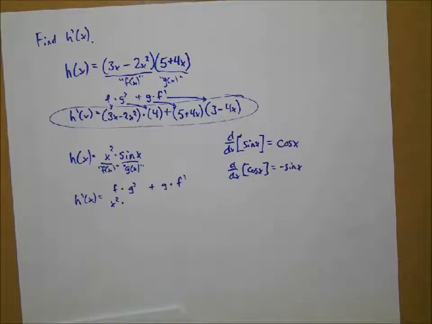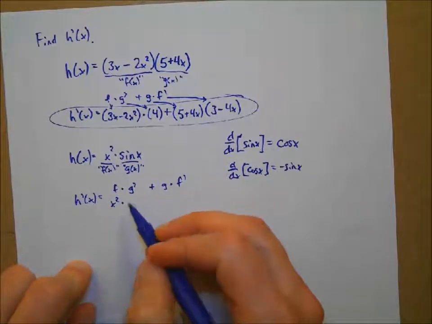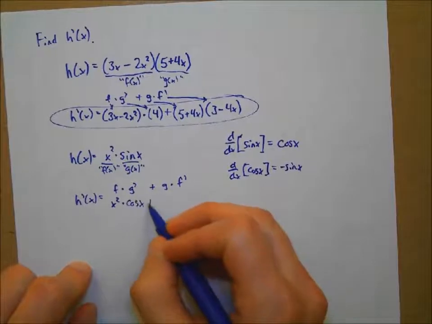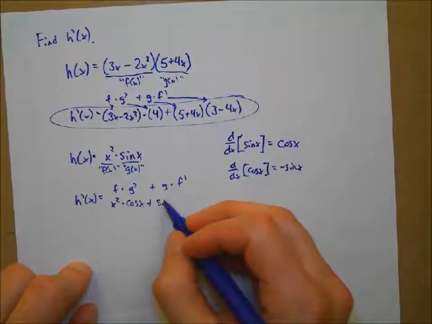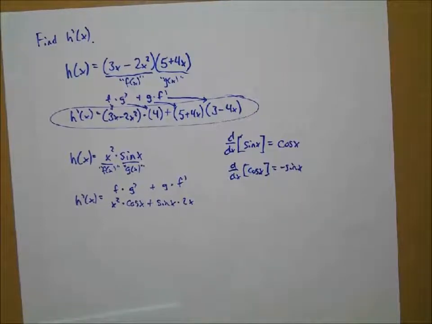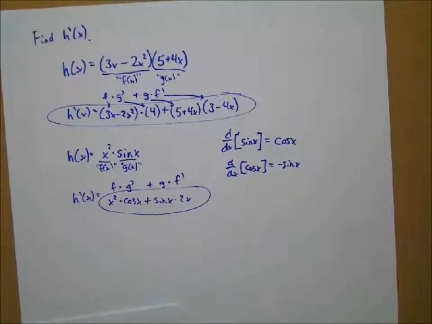So in other words, g prime then, if g is sine, g prime will be what? Cosine. Okay, g is sine of x times f prime, so that'll be times 2x there. Just like that. Okay, so there's our derivative right there. X squared cosine x plus sine x times 2x. Okay?